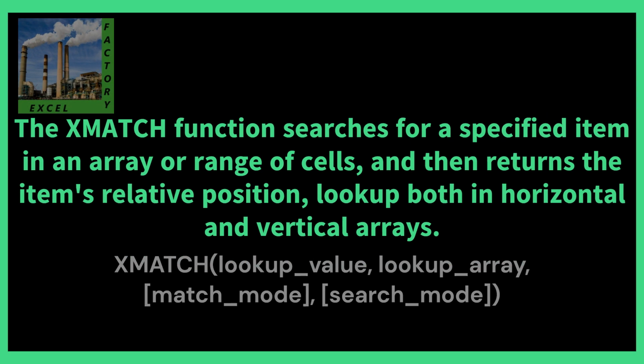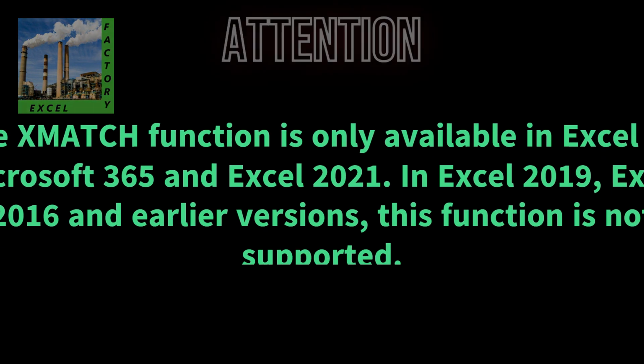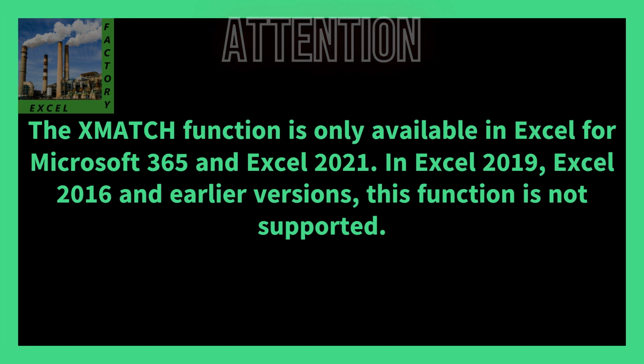The XMATCH function searches for a specified item in an array or range of cells, and then returns the item's relative position. It looks up both in horizontal and vertical arrays. The syntax is below. However, the XMATCH function is only available in Excel for Microsoft 365 and Excel 2021. In Excel 2019, Excel 2016, and earlier versions, this function is not supported.